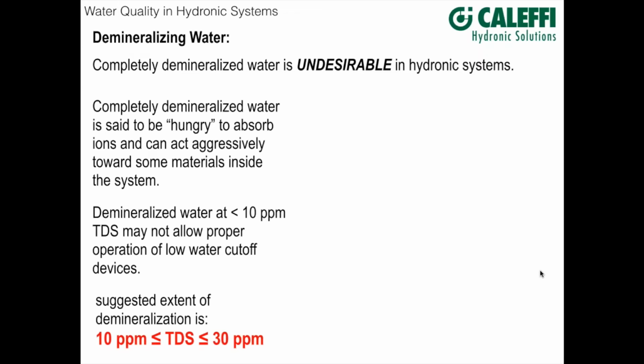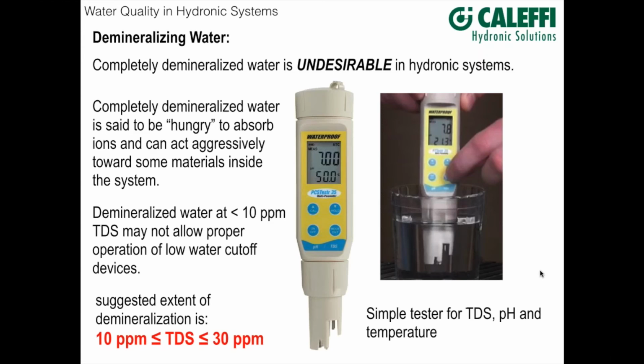So a guideline is to demineralize the source water down to in the range of 10 to 30 parts per million. The low end of that range is enough to let a common low water cutoff device operate. The upper end of that range is low enough that the conductivity of the water is not going to support any significant galvanic corrosion.